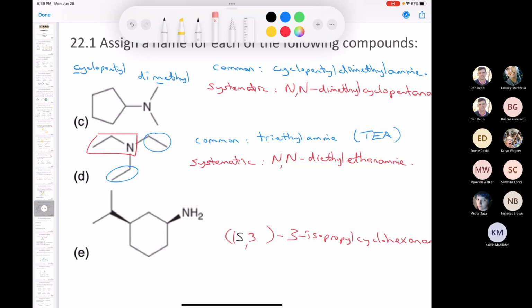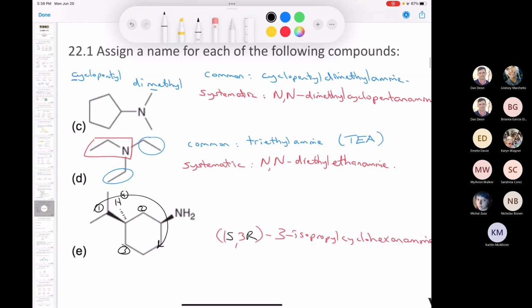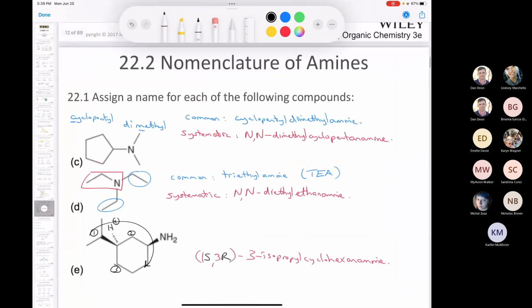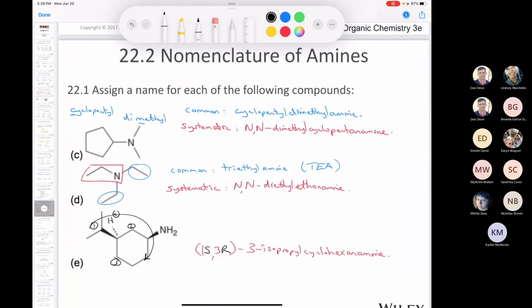And then for the second one, let me erase all this spinach. Just bear with me here. Let's just pencil in a hydrogen here in the back. So the hydrogen is going to be our lowest priority group, so this will be 4. Then we have 1, 2, 3. So like this, we're going in this direction. So that's R. So we have (1S,3R)-3-isopropylcyclohexanamine. Is that enough work or what? I think it's more than enough work on naming.